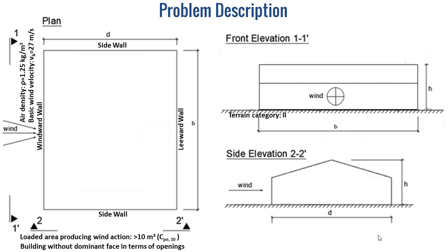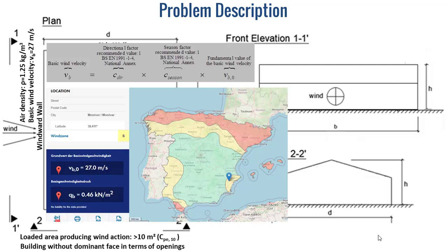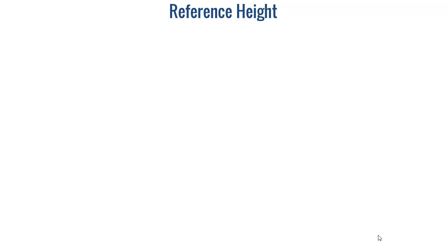We consider a basic wind velocity VB equal to 27 meter per second. It should be recalled here that the basic wind velocity is equal to a certain directional factor C directional multiplied by a certain season factor C season multiplied by a certain fundamental value of the basic wind velocity VB0. And this VB0 is determined based on the wind map, which depends on the country and the wind zone inside the considered country.